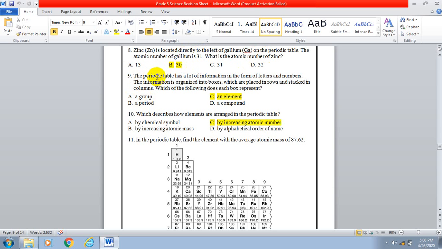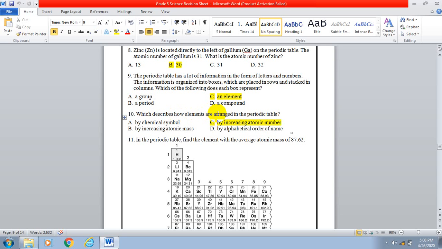The periodic table has a lot of information in the form of letters and numbers. The information is organized into boxes which are placed in rows and stacked in columns. Which of the following does each box represent? A, a group. B, a period. C, an element. D, a compound.